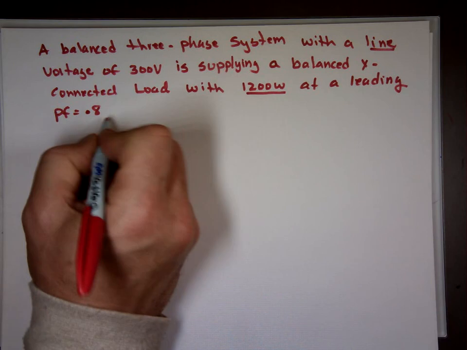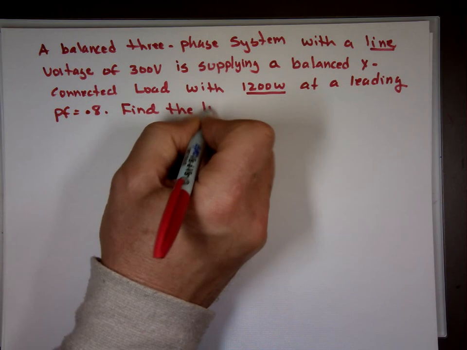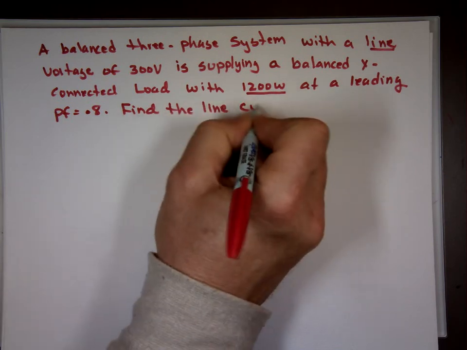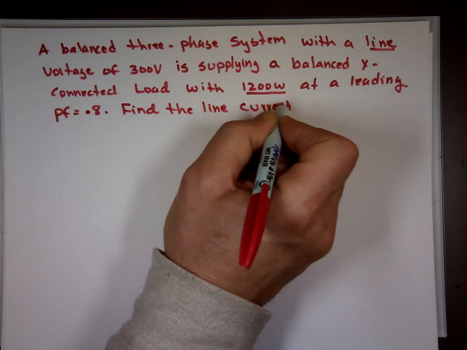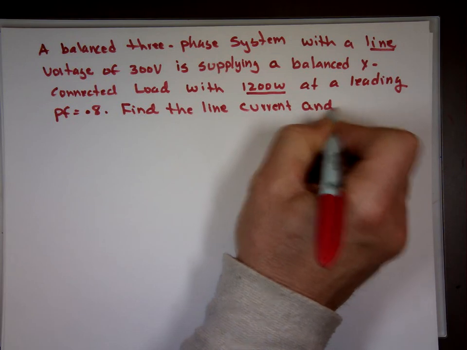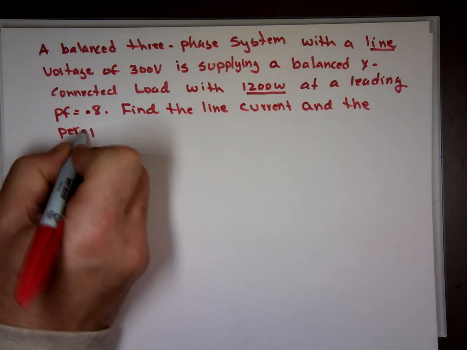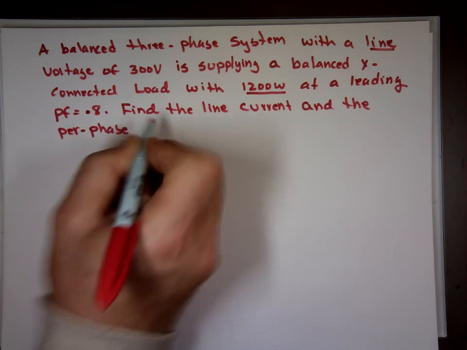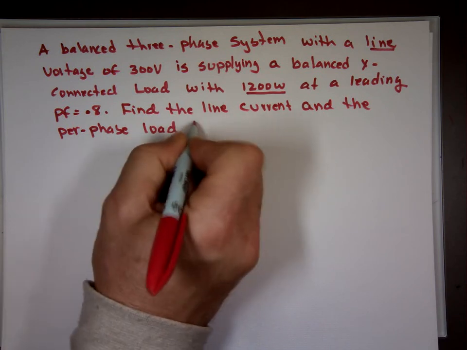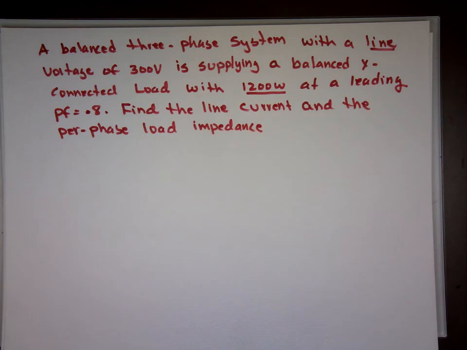The question is, find the line current and the per phase load impedance. Per phase. Let me look at my load. After you finish writing, we'll look at the load.